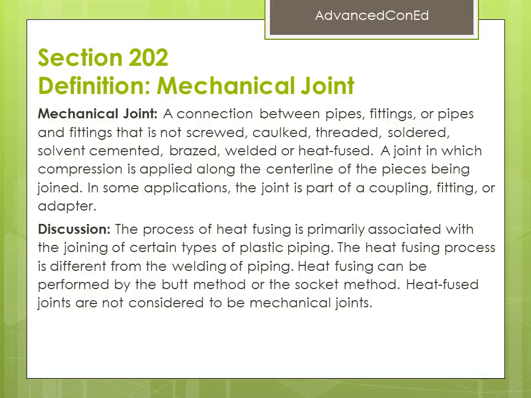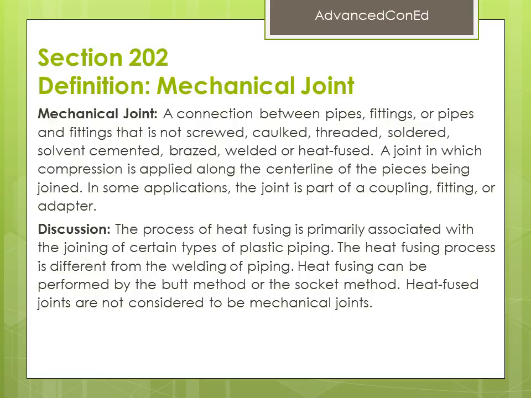Section 202, Definition, Mechanical joint. Mechanical joint: a connection between pipes, fittings, or pipes and fittings that is not screwed, caulked, threaded, soldered, solvent cemented, brazed, welded, or heat fused. A joint in which compression is being applied along the center line of the pieces being joined. In some applications, the joint is part of a coupling, fitting, or adapter.